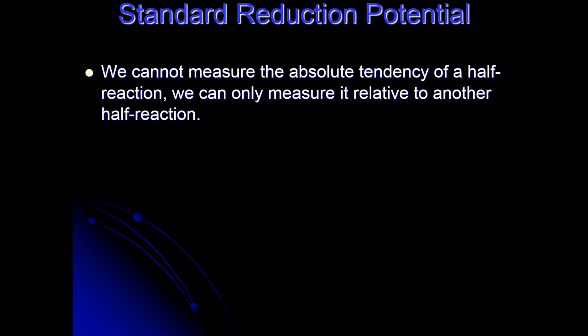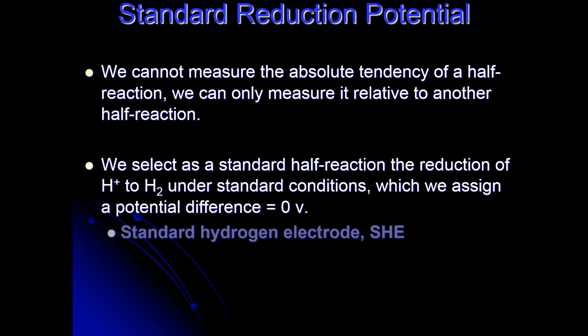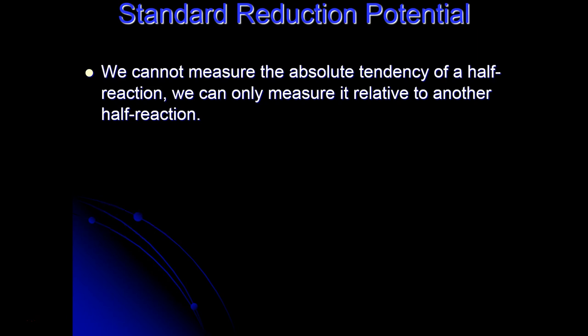Now, we can't measure the absolute tendency of one half reaction. We can only measure it relative to another. Why? Well, because if you have oxidation, you have to have reduction. So we've got to put them together to get any kind of measurement here. So we do that by picking what's called the SHE, the standard hydrogen electrode. That one's set to 0, and then we measure everything else according to the SHE.